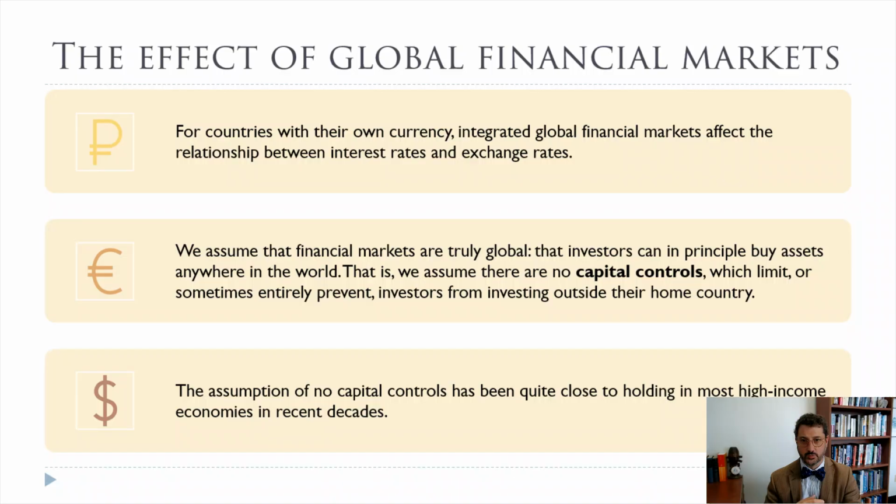Now, one issue is whether or not there are capital controls in a country. Capital controls basically limit how much money can be moved across borders. And so some countries have some significant capital controls. China definitely has some capital controls. Other countries have introduced capital controls, but they're very difficult to enforce. And so we're going to assume that there are no capital controls, which means that money can move freely between countries.